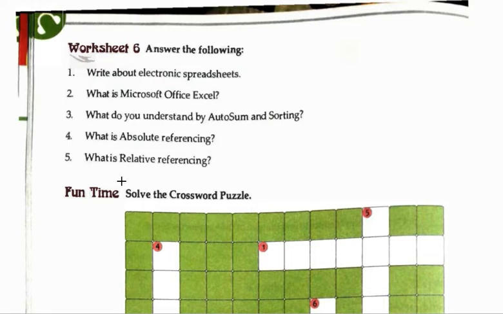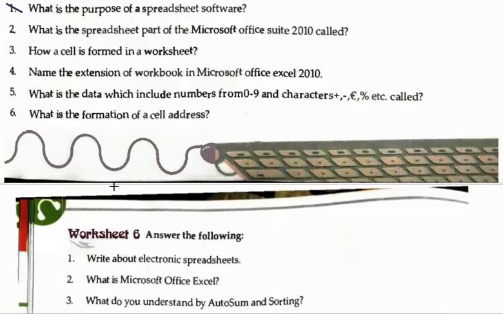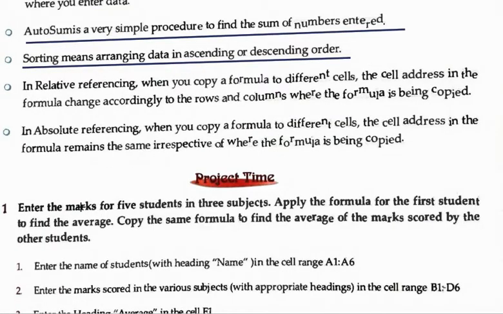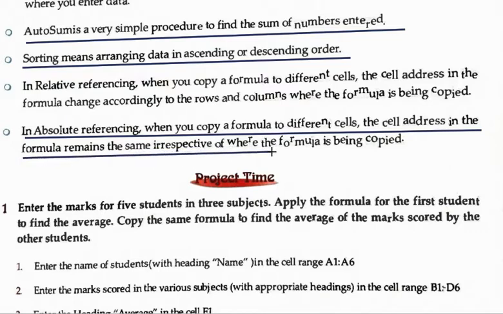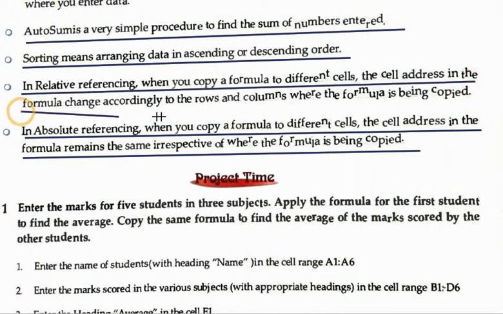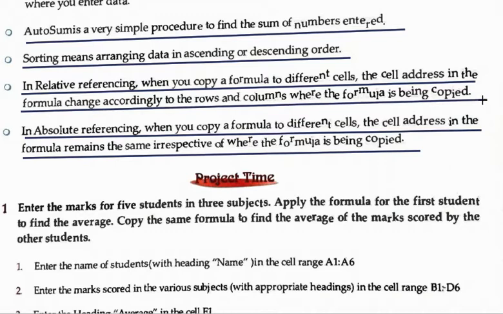Now, what is absolute referencing and relative referencing? This is the answer. In absolute referencing, when you copy a formula to different cells, the cell address in the formula remains the same irrespective of where the formula is being copied. But in relative referencing, when you copy a formula to different cells, the cell address in the formula changes accordingly to rows and columns.